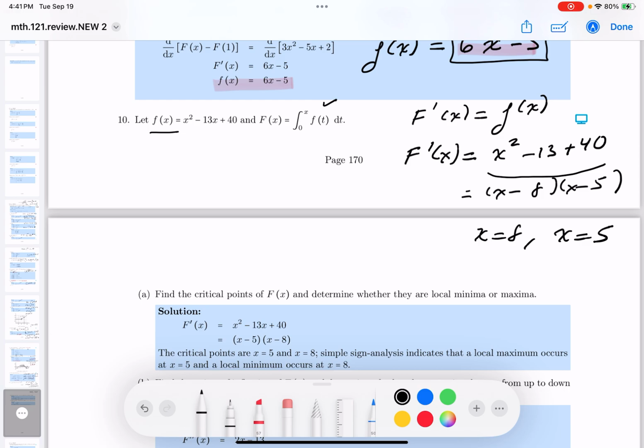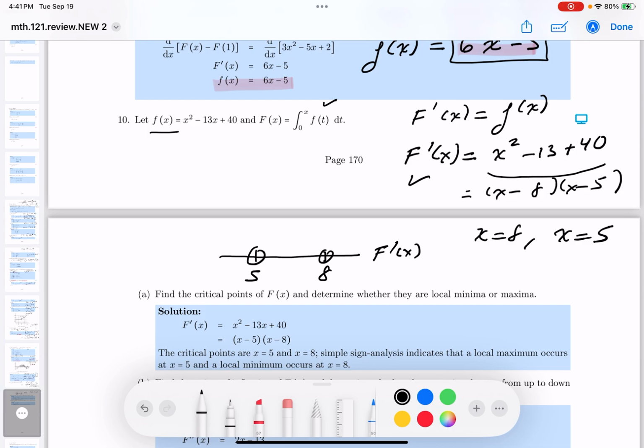All right? So find the critical points of F and determine whether they are a local minimum or maximum. Well, I've got to write this down now. So I'm going to write the derivative down, F prime, and there's two numbers: 5 and 8. And I'm going to do sign analysis now, and you're doing it over here.